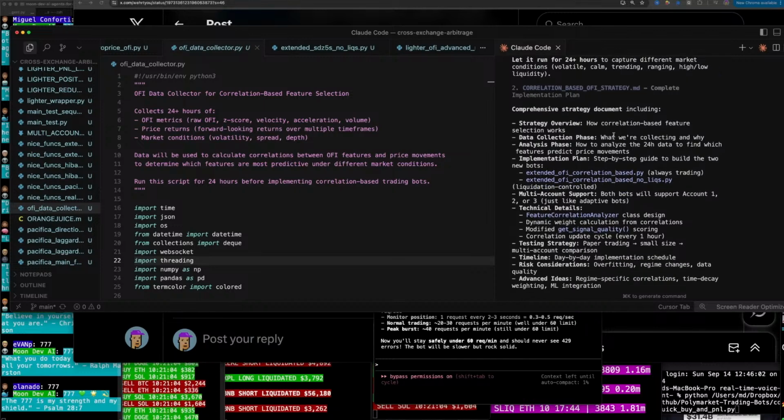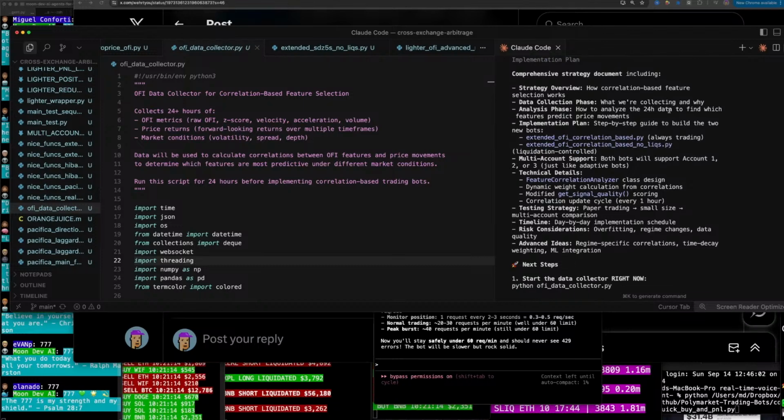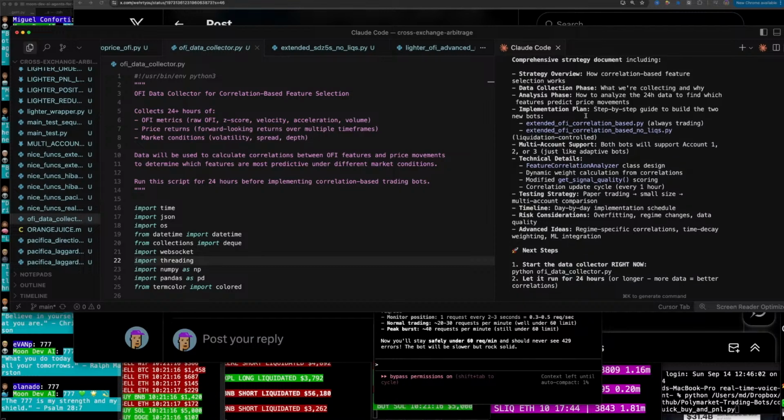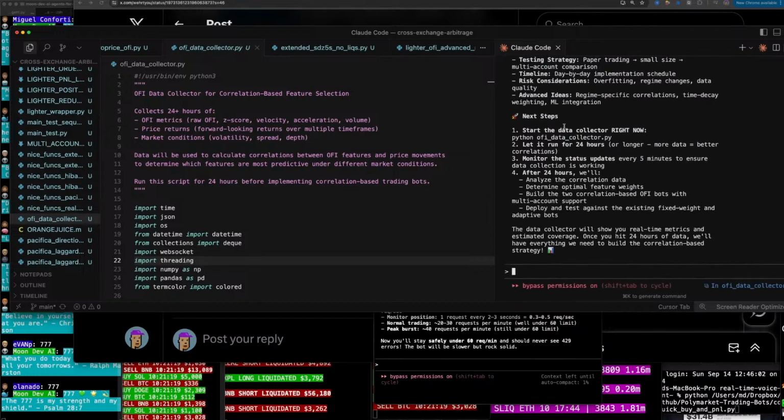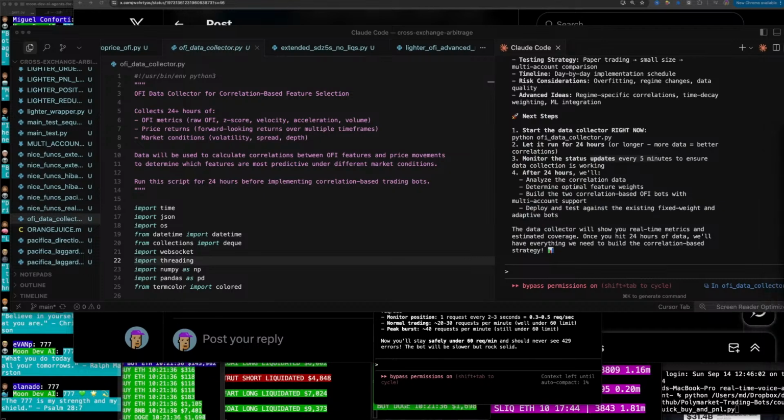Correlation-based OFI strategy complete. Comprehensive strategy document including strategy overview, how correlation-based feature selection works, data collection phase, what we're collecting and why, analysis phase. Next step, start the data collector, let it run for 24 hours, monitor the status every 5 minutes. Okay, status updates every 5 minutes to ensure it's working. You can see here it's saved 528 records to data OFI. Perfect. So we're going to have this new idea, and this is going to be built tomorrow on the live stream.